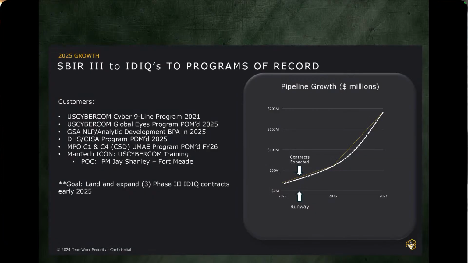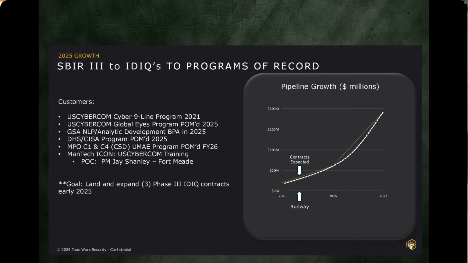So here's one slide. The go-to-market here is leveraging SBIR Phase 3 to IDIQs to programs of record. What I love about this slide is that it is actually a very good sequence. SBIR Phase 3 is a non-competed contract that they qualify for.